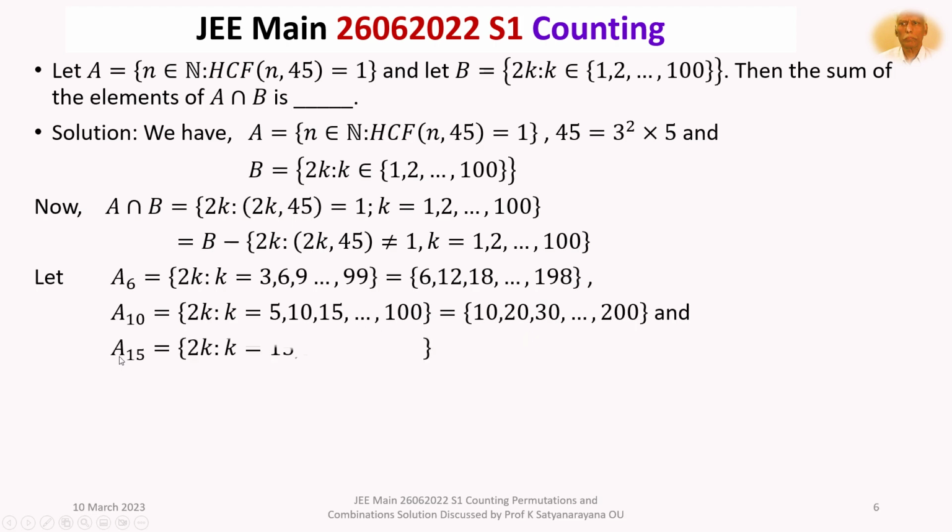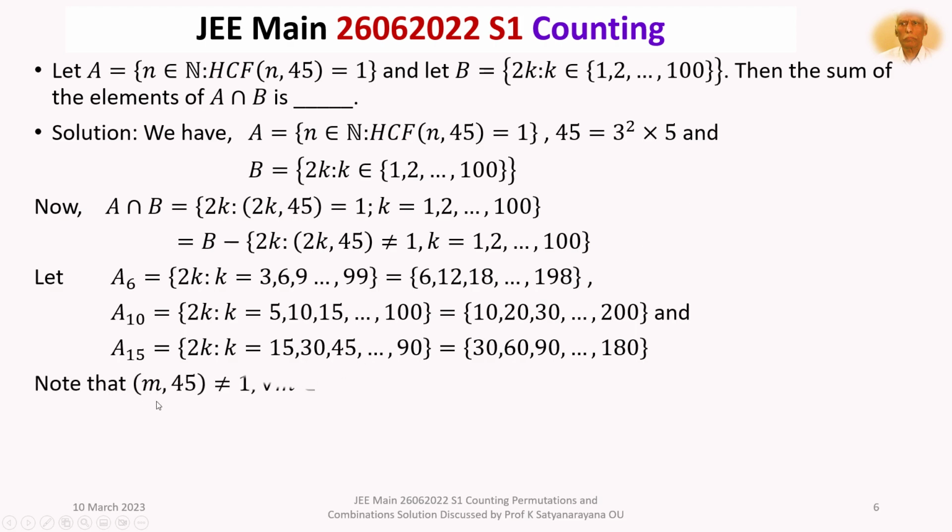Now let A15 be the set consisting of 15k: 15, 30, 45, and so on, up to 180. The elements of A15 are 30, 60, 90, etc. If you take any element of A15 and take its GCD with 45, it is 15, which is not equal to 1. So these are the elements whose GCD with 45 is not equal to 1.